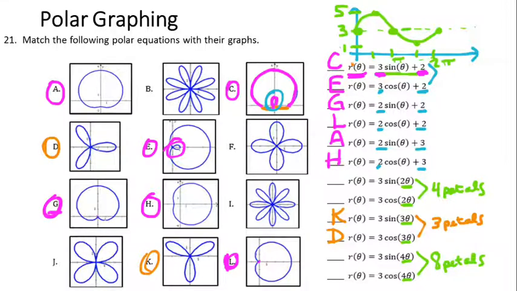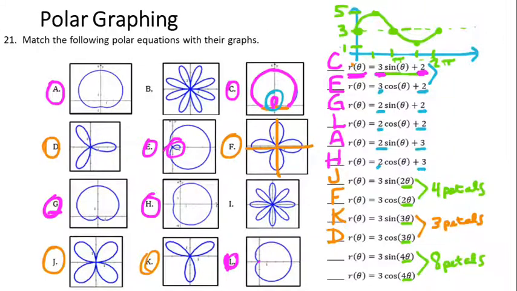So now let's look at our 2 4-petal graphs. The 4-petal graphs are F and J. And with these even numbered petals, if the petals are centered up on the axes, like this one is, that's going to be the cosine graph. Notice that the J graph is not centered on the axes. That one's going to be sine. So the F goes with cosine and J goes with sine.